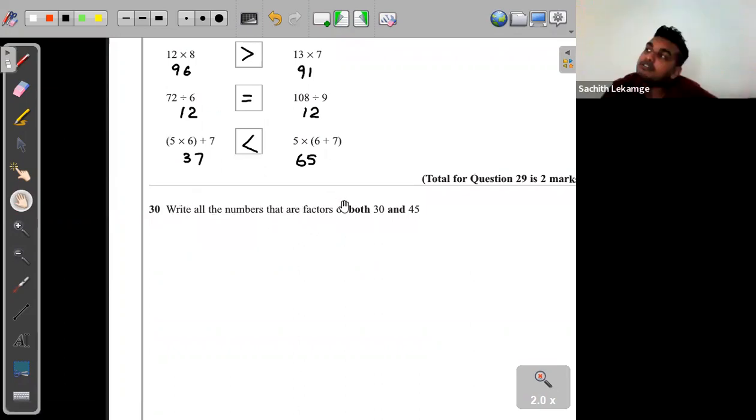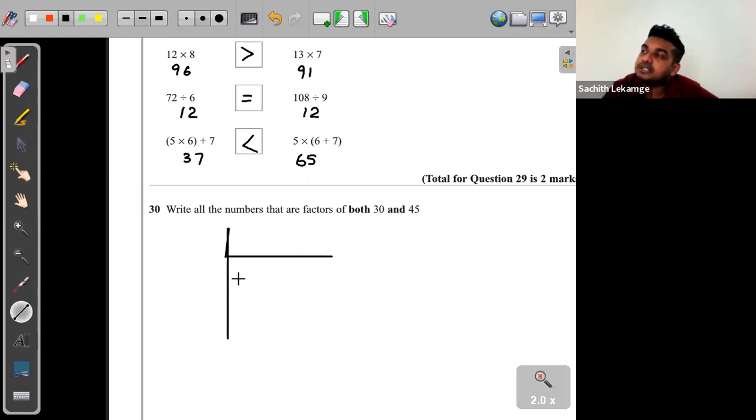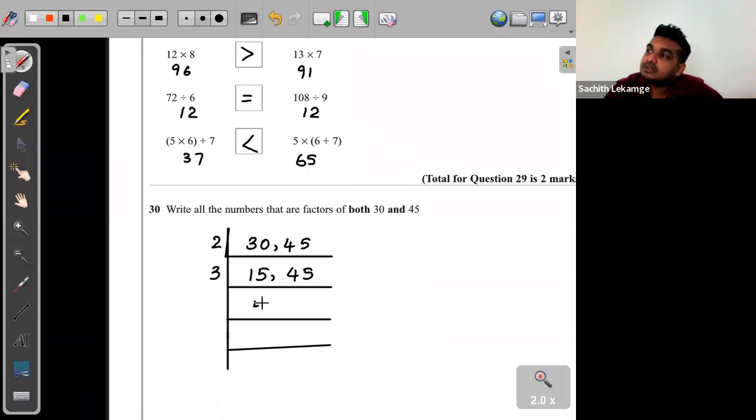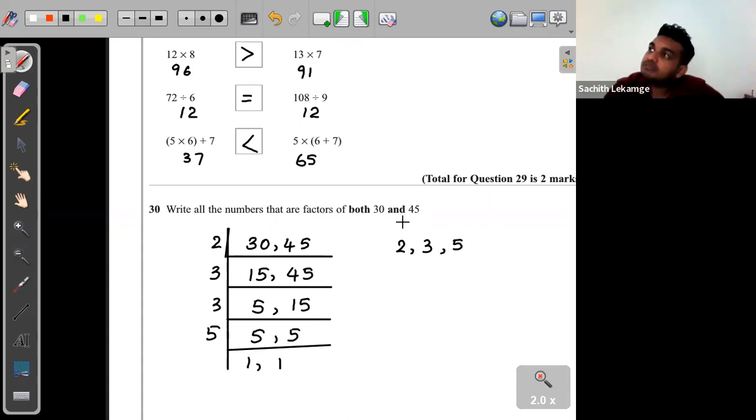Write all the numbers that are factors of both 30 and 45. What is the easiest way? Do LCM. That helps us to find all the factors actually. Let me show you the way I do it. There are a lot of different methods. What is the first number I'm using? 2. 15, 45. I'm using 3. 5, 15. Still 3. 5. Using 5. 1. Now prime factors are 2, 3, 5. Right? So, what are the factors of both 30 and 45?